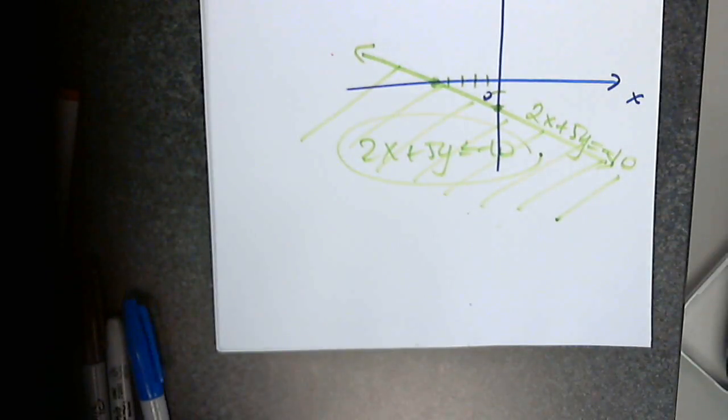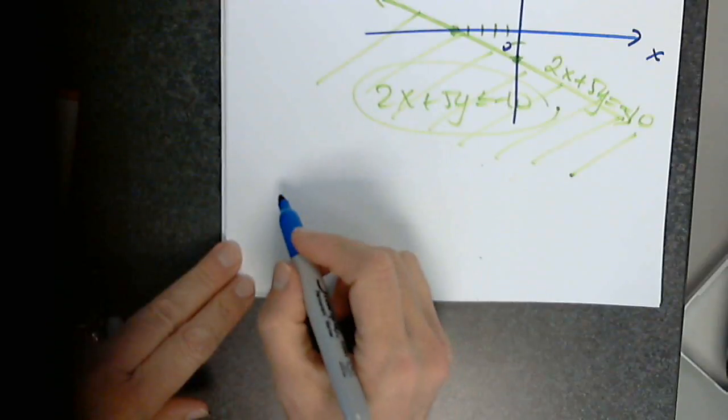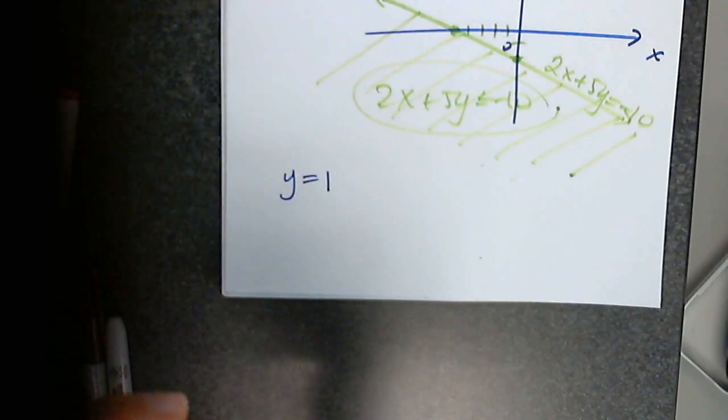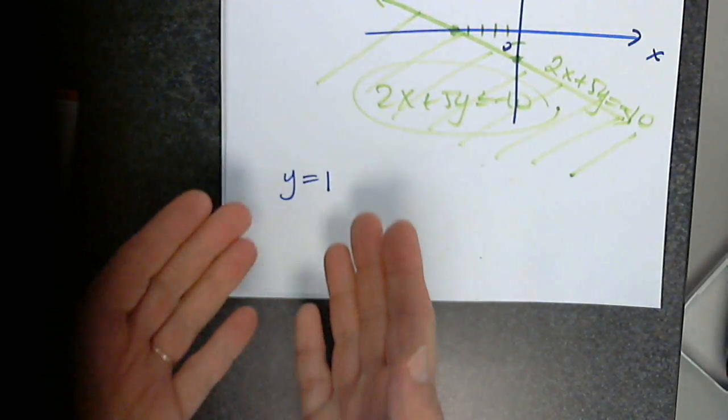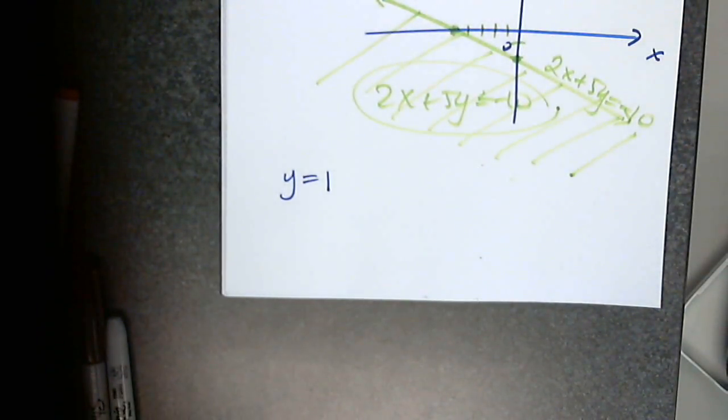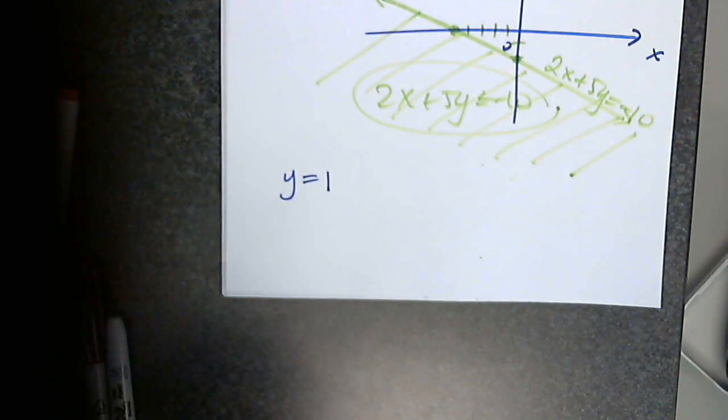Okay. Now I see y equals 1. That's my next equation, y equals 1. This is not a point, because a point will have x as well as y. So this is not a point. How do I graph y equals 1? What type of line is it? Because it has to be a line.